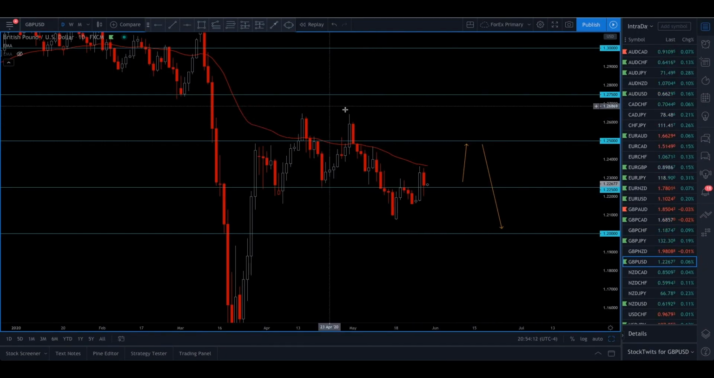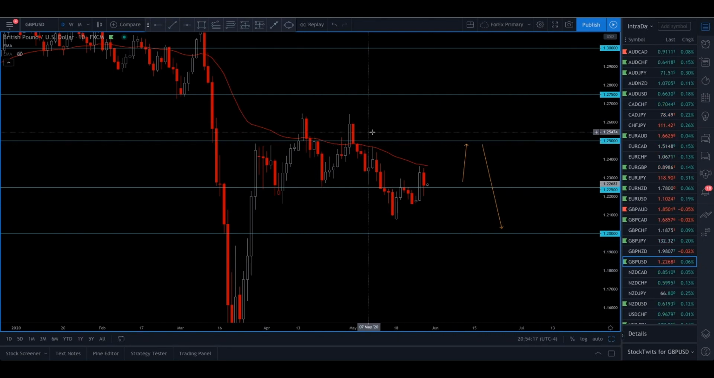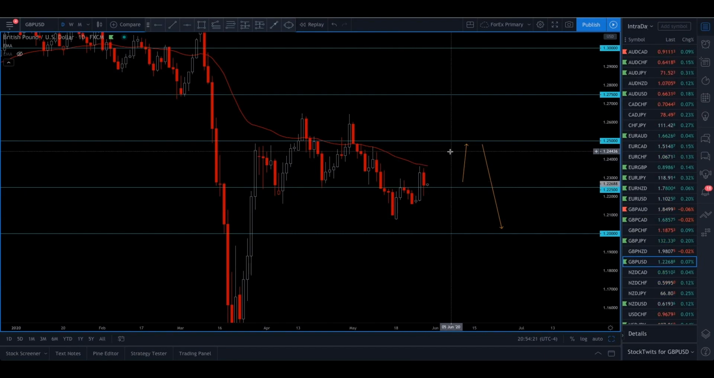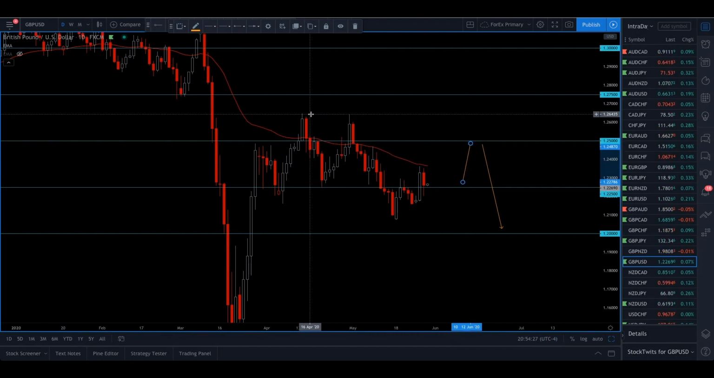Overall, on pound dollar, I do think we could come retest the support resistance level of 1.2 as we do have these double tops over here, right? Price created this lower high. I think what could happen is price could either come to this daily 50 MA or the support resistance level of 1.25, create the next lower high before coming down to 1.2.